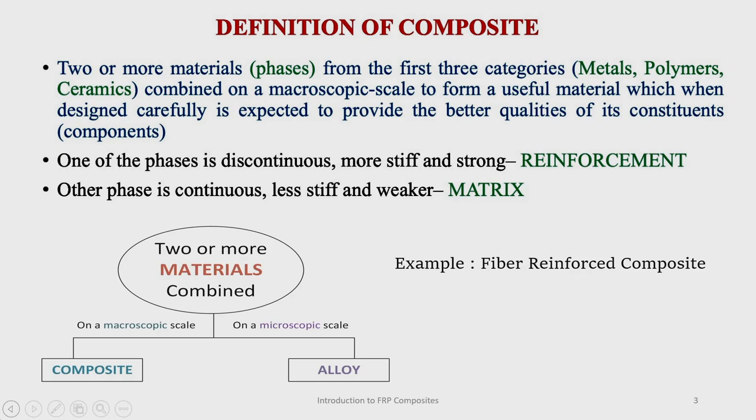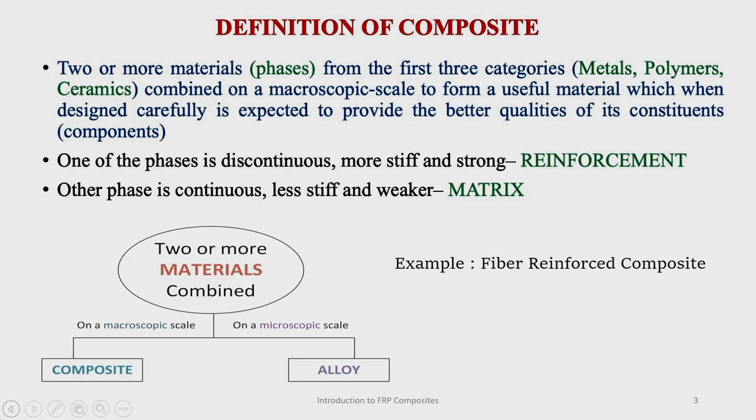Composite is two or more materials, or sometimes also called phases, which are taken from the first three categories. I mean, we have already categorized the structural materials as four categories: metals, polymers, ceramics and composites. So, two or more materials are taken from the first three categories, combined on a macroscopic scale. This is important, that they are combined on a macroscopic scale to form a useful material, which when designed carefully is expected to provide the better qualities of its constituents. That means, two or more materials are mixed and combined macroscopically with an objective that it will give improved performances, which none of the constituent materials could provide alone.